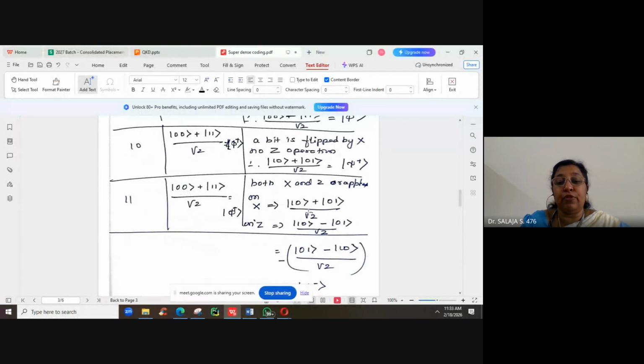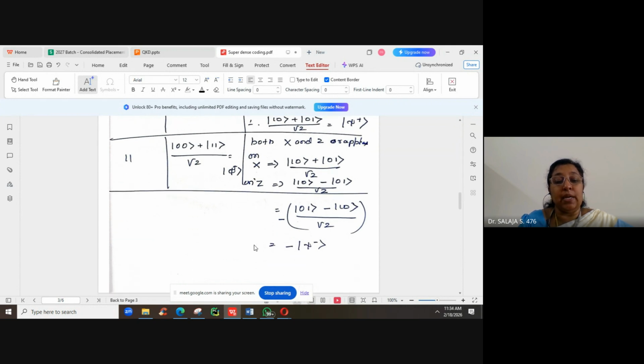B. And therefore, first 0 and first 1 relate to A, where you do a bit flip operation. Second 0 and 1 relate to B, where we do a Z operation, and therefore it is ket 10 minus ket 01 by root 2. Where I take the minus outside, this is similar to the negative value of ket psi minus operation.